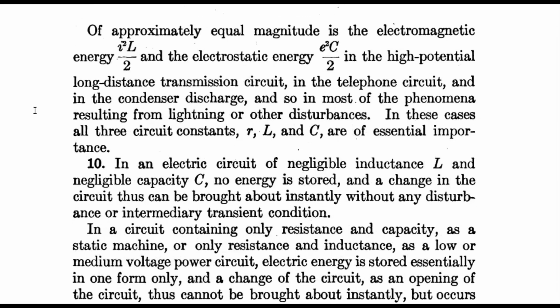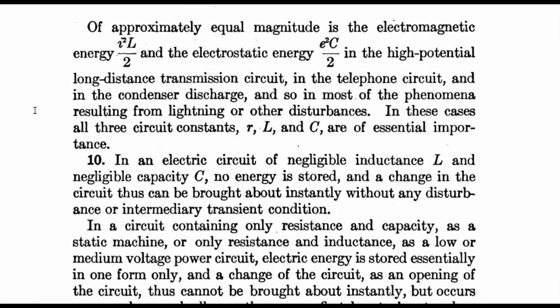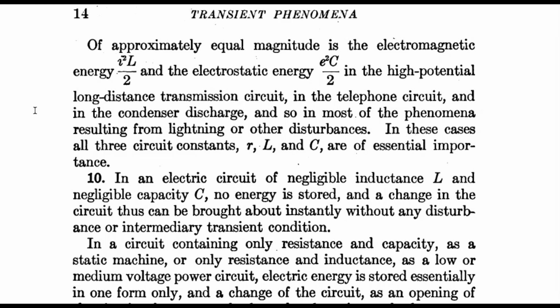Approximately equal in magnitude are the electromagnetic energy, 1/2 I²L, and the electrostatic energy, 1/2 E²C, in high potential long distance transmission circuits, telephone circuits, and condenser discharges. This also applies to many phenomena resulting from lightning or other disturbances. In such cases, all three circuit constants R, L, and C are of essential importance.